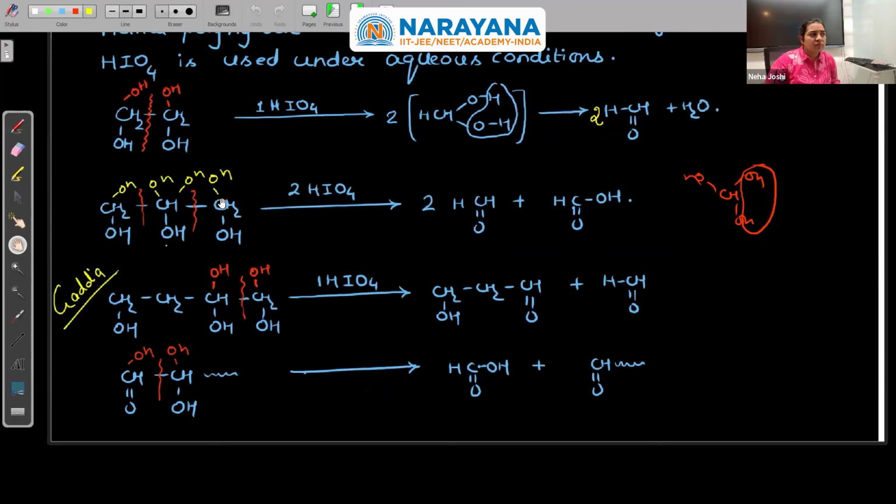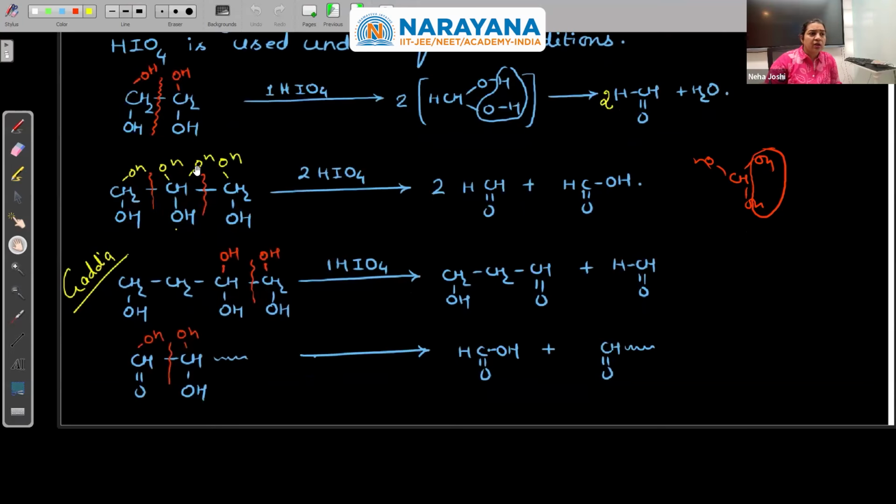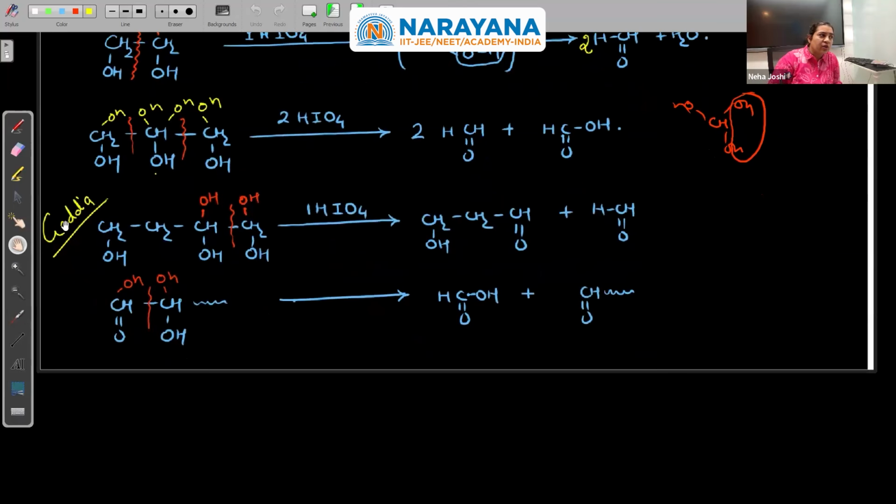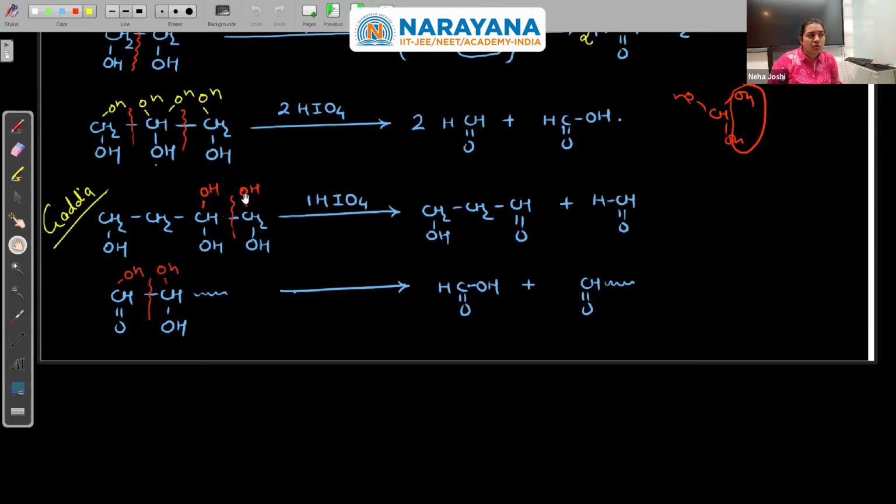See, for 3, you do 3 breaks. On each side you break, and for each you take one HIO4. So OH, OH. Now you can see the center has 3 OH. Removing water, you have formic acid. And the consumption of HIO4 is 2 moles. Come here, I wrote this wrongly. That is a pothole, be careful. Yes, 1 HIO4, but this OH is no more vicinal. So don't consider this. This will continue as such.